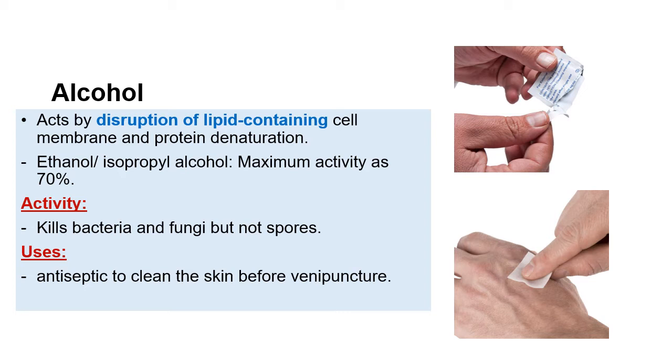Why 70%? Because this is the maximum activity. We cannot use 100% because it's more powerful. No, actually we dilute it in water to make it more powerful, because we need these water molecules to make the alcohol penetrate the bacteria very easily and kill it more effectively. So alcohol can kill bacteria and fungi, but usually does not kill spores. And we use it as an antiseptic, as I mentioned earlier, to clean the skin before we do blood collection or venipuncture.